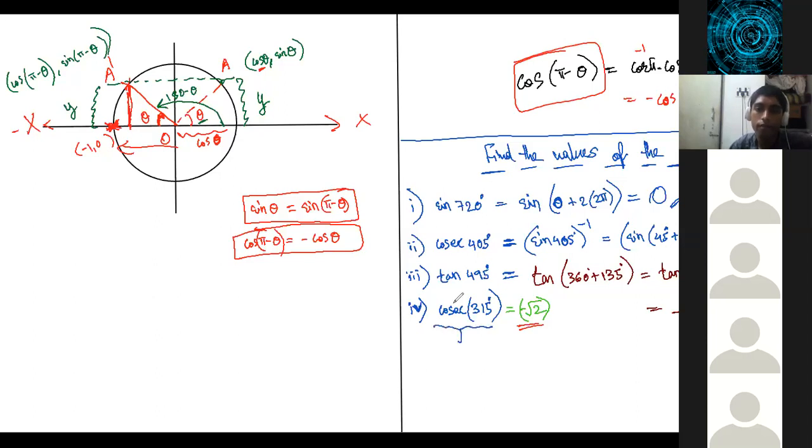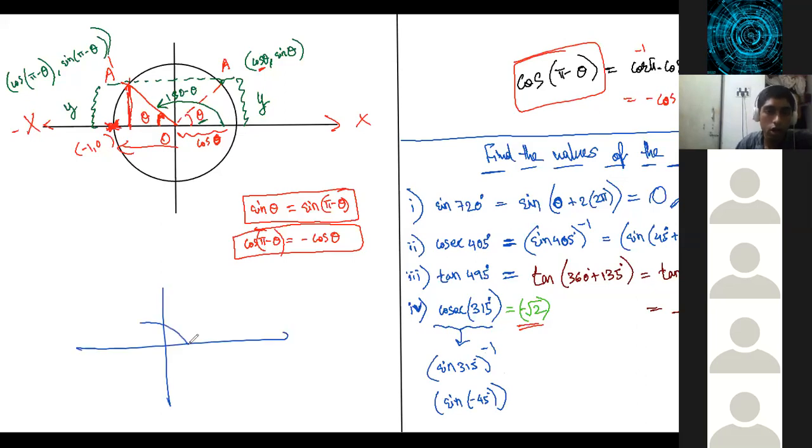Cosec 315 degree can be written as cosec minus 45 degree. Very good. This is what I was waiting for, this is what I wanted to hear. This is the inverse of sine 315, and sine 315 is sine minus 45. I hope you guys got the logic.